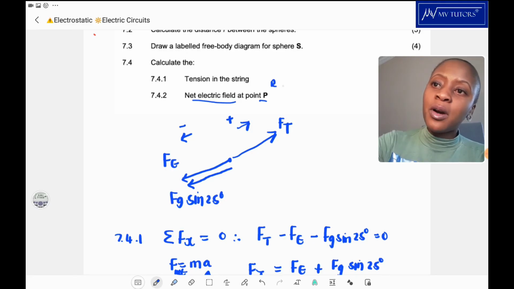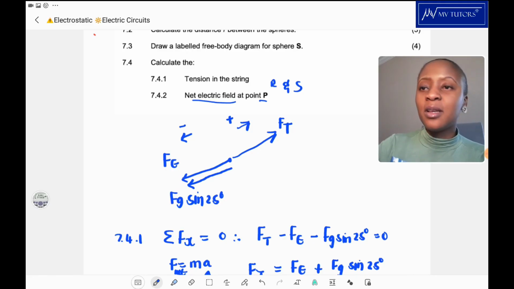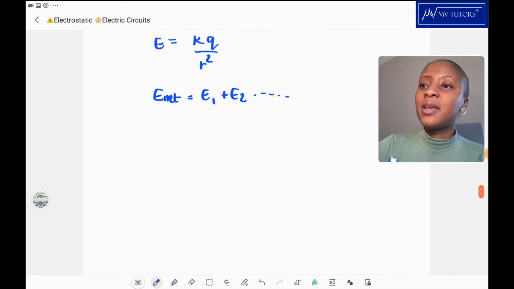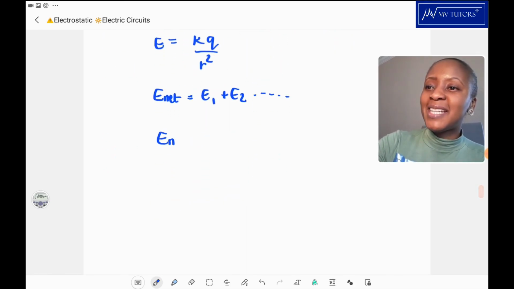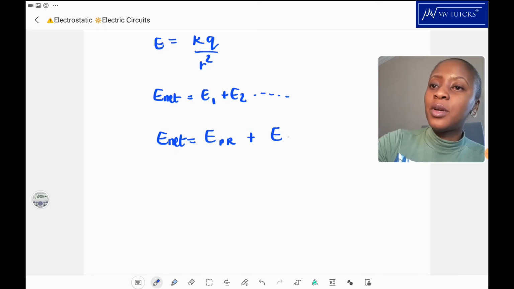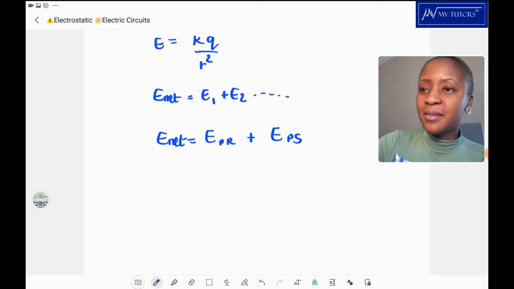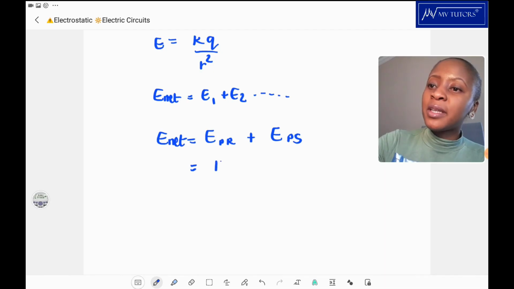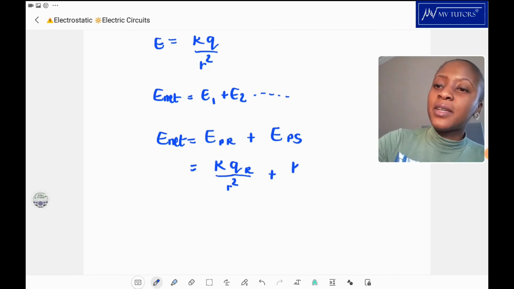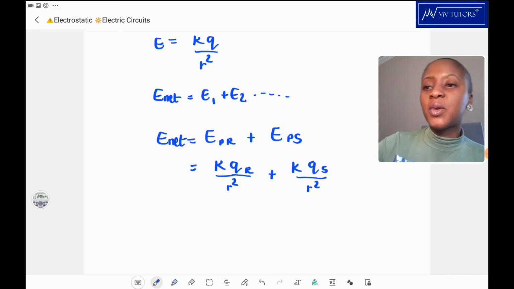It's actually both R and S. So the net electric field is when P is affected by R, and also when P is affected by S. Putting our equation there, we're going to have kQ due to R over r squared, and then again kQ due to S over r squared.